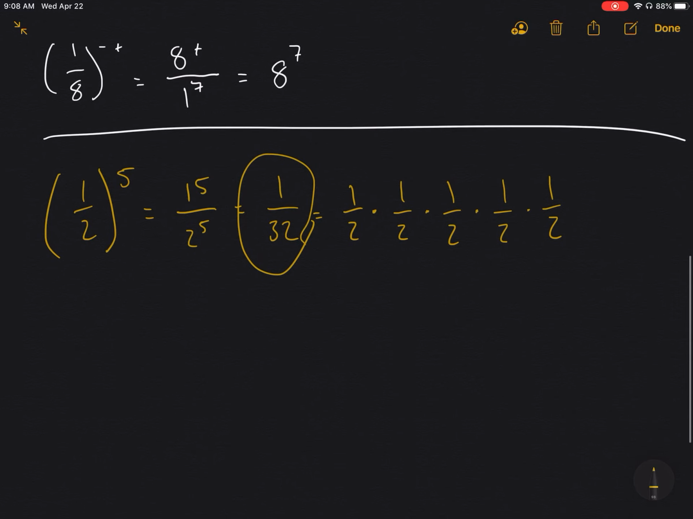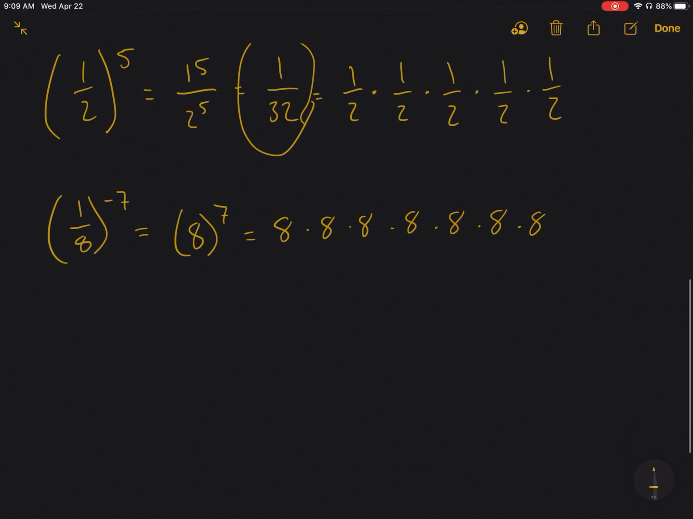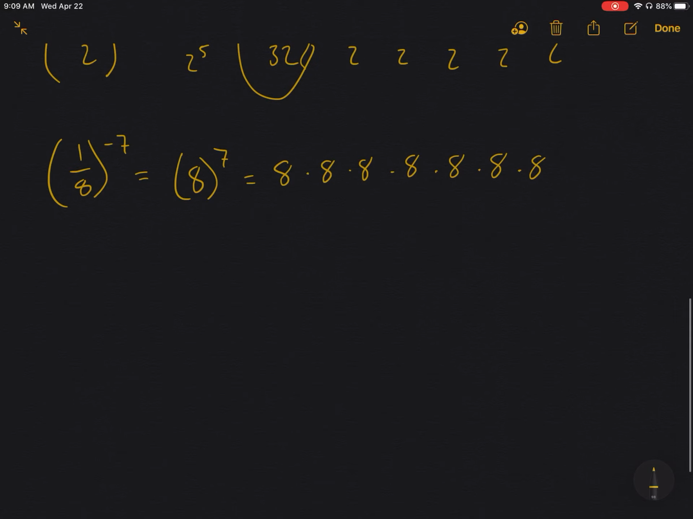If we wanted to go back and look at our 1/8 to the negative 7th, what I would do in my head is say, okay, I'm going to flip the numerator and the denominator, which allows my exponent to become positive, and then it's 8 to the 7th, which we know, right? It's 8 times 8 times 8 times 8 times 8 times 8 times 8. Let's look at one more.